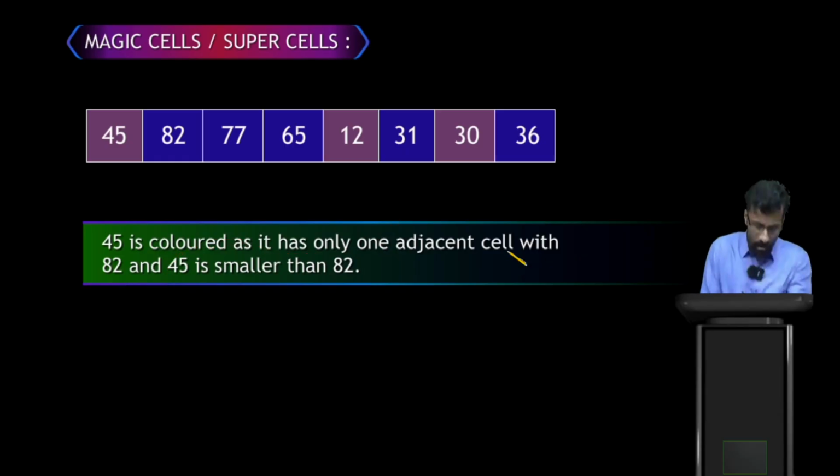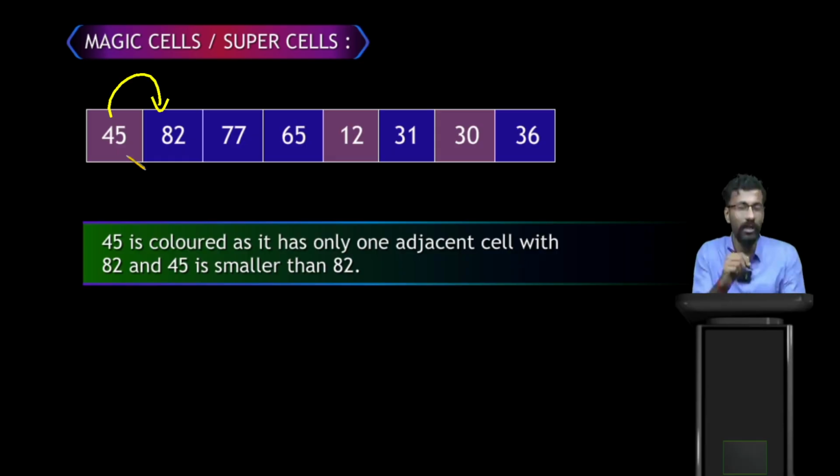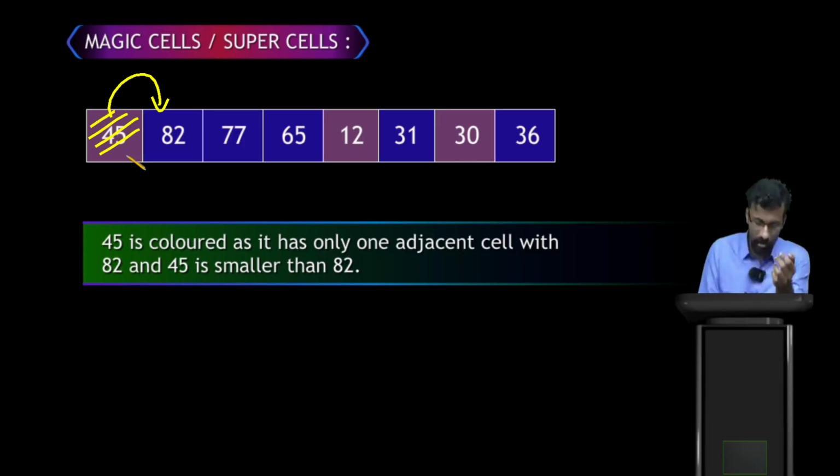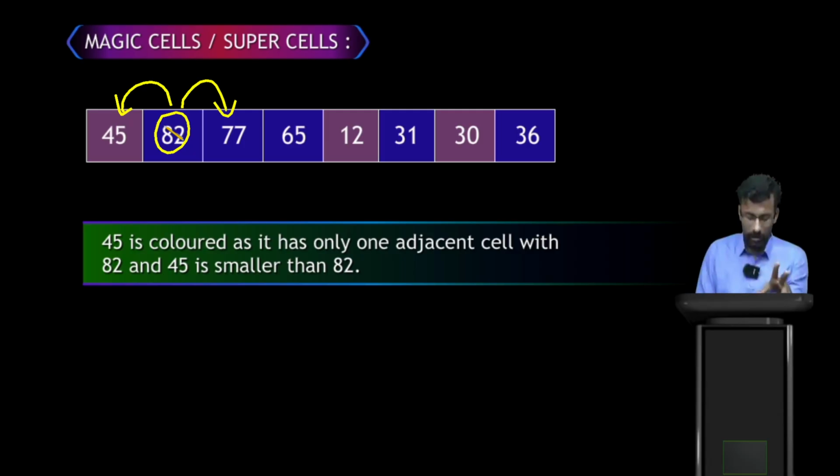So similarly for this one, 45. Here there is only one neighbor, 82. If we compare these number pairs, which one is smaller? 45 easily. So we color 45. Correct? Next, suppose we are taking this pair. For 82, there are two neighboring numbers, but in both cases the adjacent number cells are smaller than 82. Correct? So we are not taking it.